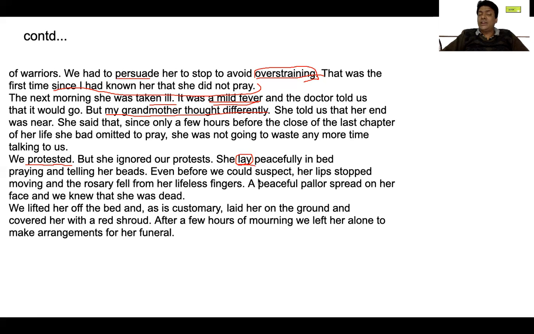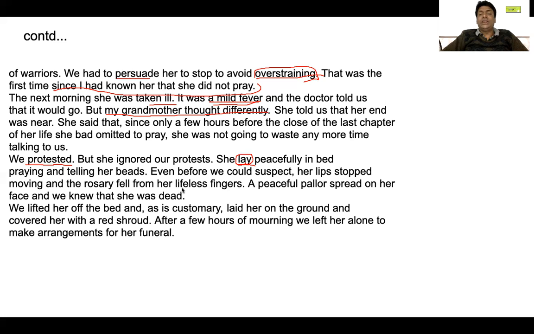Even before, the writer said, the family member could suspect her lips stopped, meaning she did not move her lips. She was not moving her lips while telling her beads, or you can say rosary. Her lips stopped moving and the rosary fell. Rosary means what? That mala, right? Or a chain with crystal beads, or you can say holy beads.